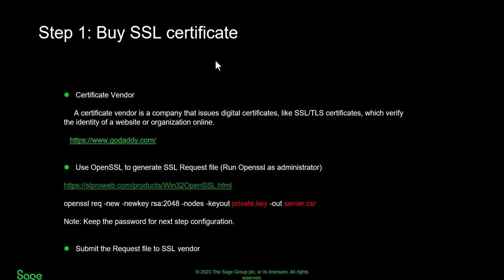To have SSL in place, you need to purchase the certificate file from a supplier. You can search it from Google for your local supplier. Take GoDaddy as an example. It's a very popular certificate vendor. You can go to their website and request the certificate file.